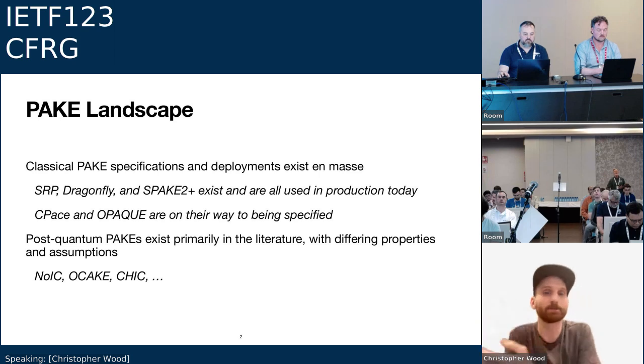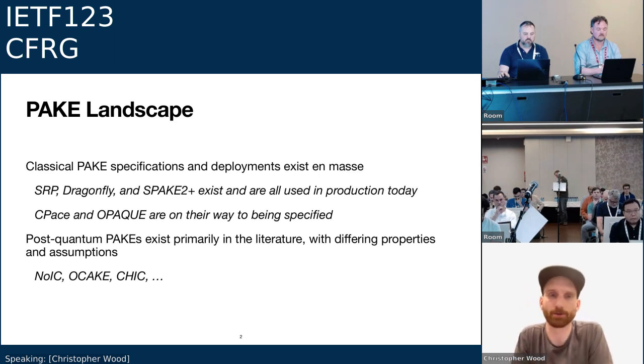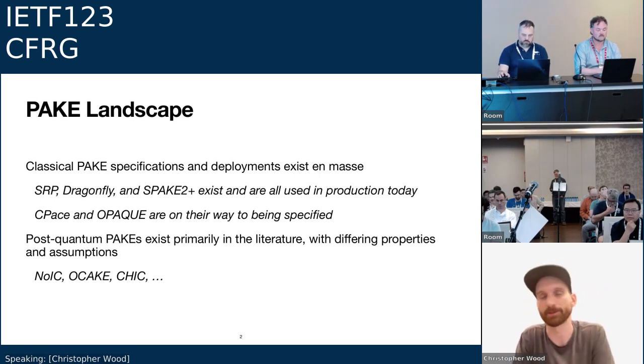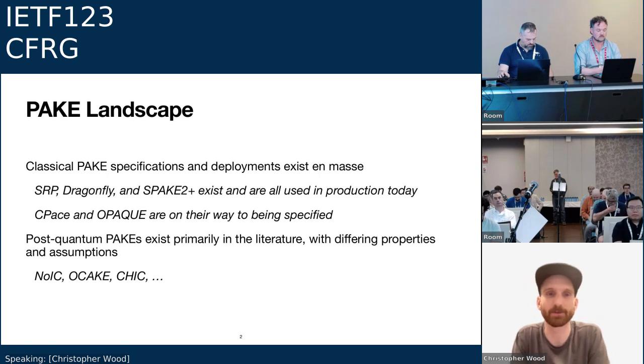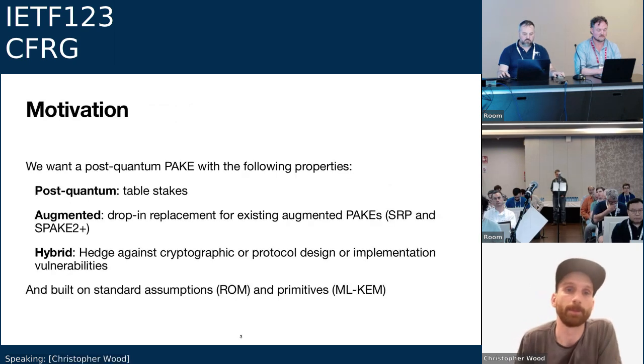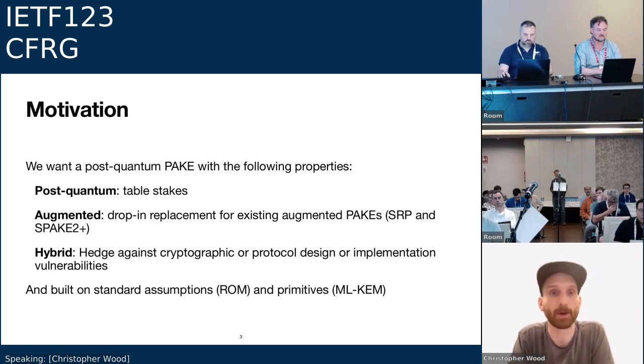But the situation with post-quantum PAKEs is a bit different. They pretty much exist primarily in the literature, not yet widely deployed. To my knowledge, no specifications exist for them. And they have a wide assortment of properties and assumptions upon which they're built. So for example, there's this protocol called Noise, not to be confused with Trevor's Noise. There's a thing called OCAKE, there's CHIC, and these are built on assumptions ranging from ideal ciphers to smooth projective hash functions to oblivious transfer, things that are difficult to instantiate in practice or oftentimes expensive to instantiate in practice.